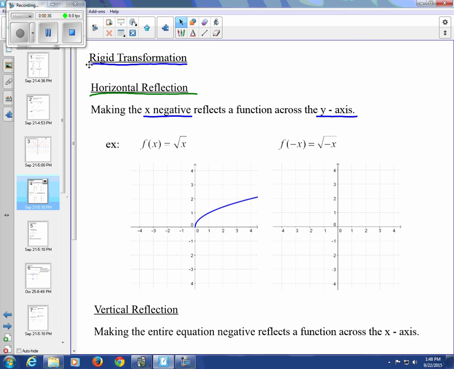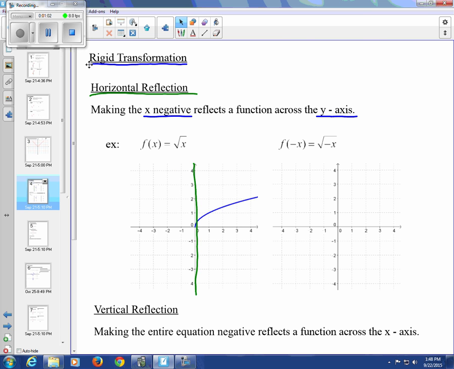Now, one thing we can say is that a reflection across the y-axis is always going to be a horizontal reflection, right? Flipping the function over the y-axis. But we may not always see that horizontal reflection happen over the y-axis itself. But making the x negative will always be a horizontal reflection.